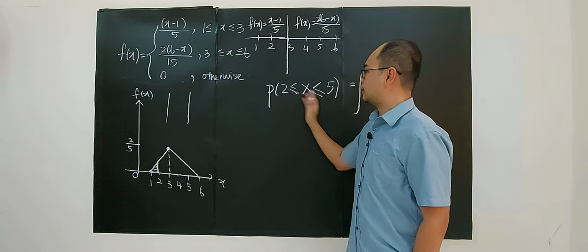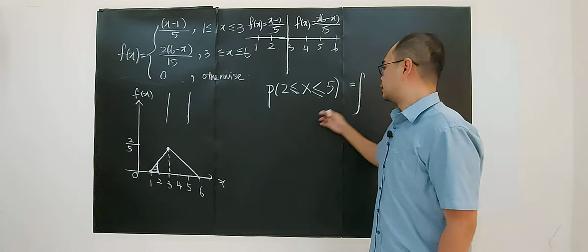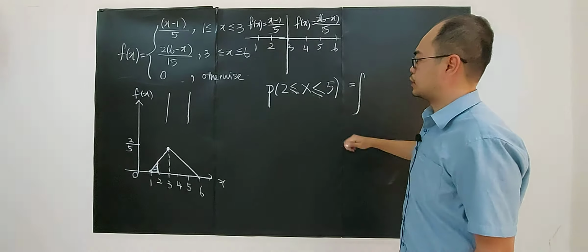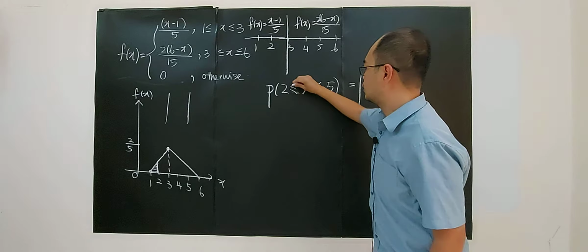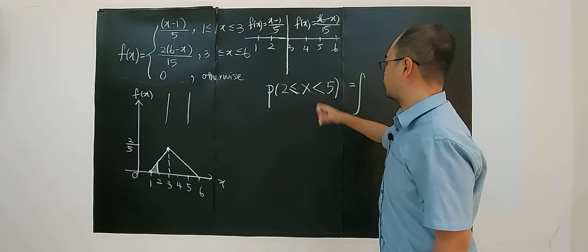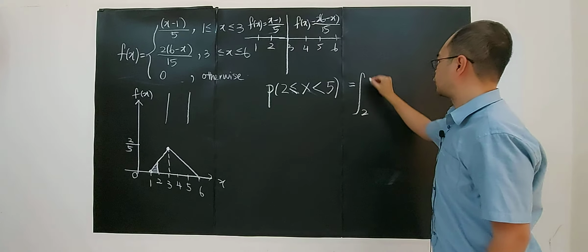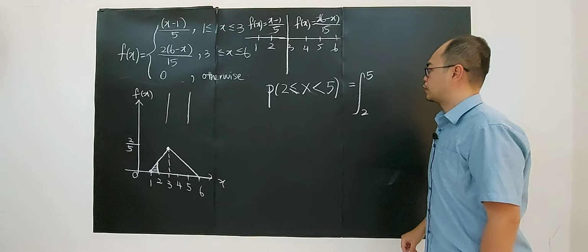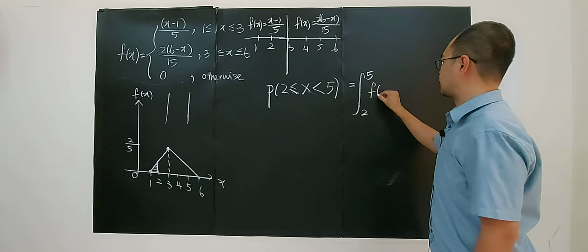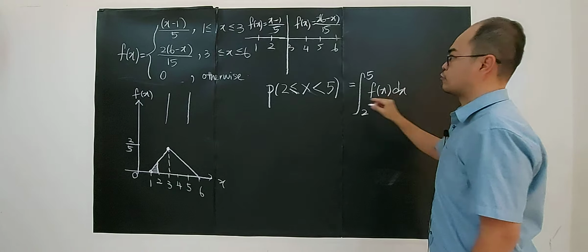So it means that either way, the outcome, the probability, will still be the same, right? Just now the question given was between 2 and 5, so you just integrate from 2 up to 5, very simple, okay? 2 up to 5 for f(x) dx, for this function.